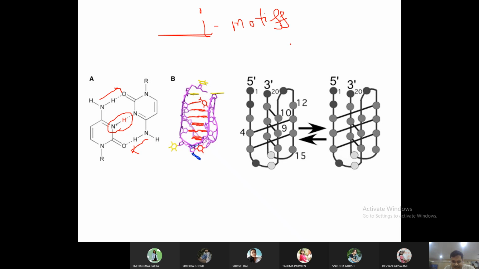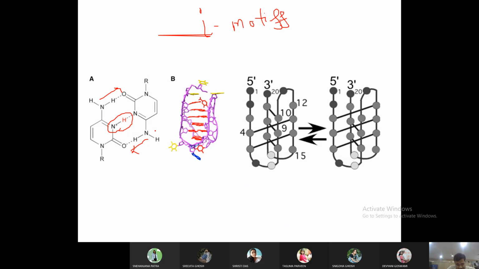So were you able to digest what I just told? The last part, can you explain once again? Yes, sir, how they are forming the bonds. Okay, so cytidine has one double bond O and one NH2, correct? If you take two cytidines and place them upside down like this, this oxygen will act as a hydrogen bond acceptor, and this NH2 will act as a hydrogen bond donor. So one hydrogen bond is fixed. Similarly, this oxygen is acting as an acceptor, and this NH2 is acting as a donor. So there is another hydrogen bond.